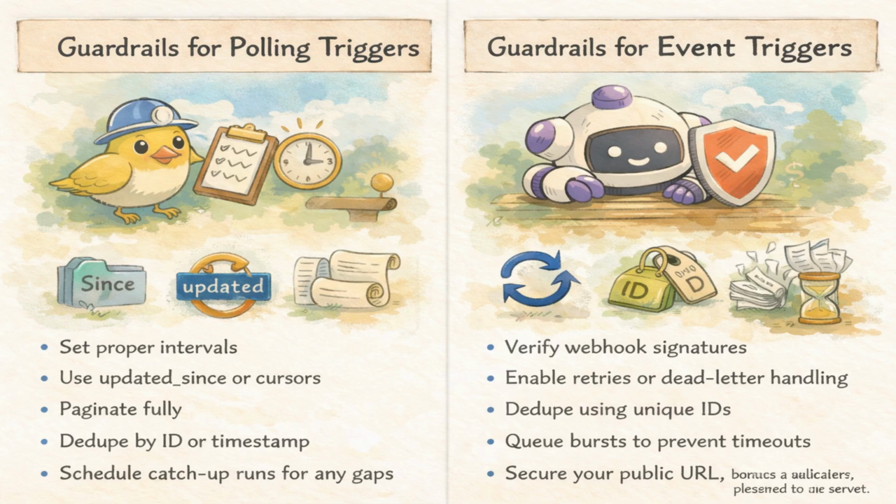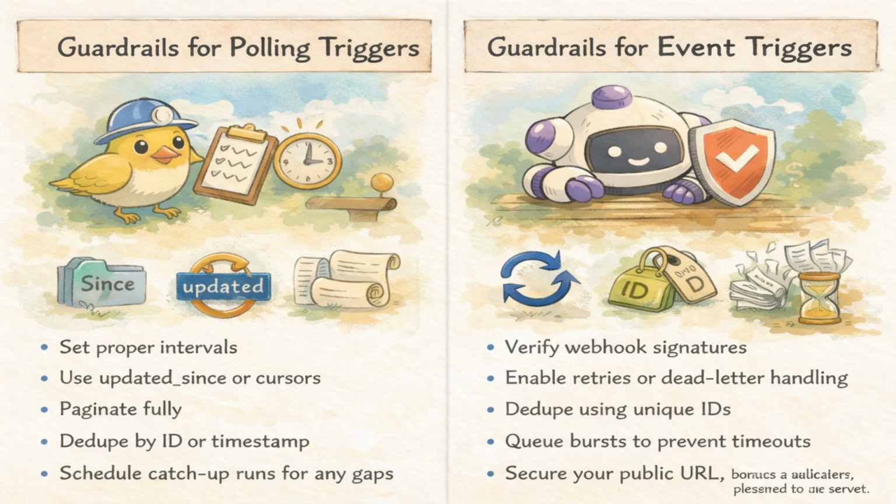Now, if you are using event triggers, there are a few guardrails worth keeping in place. First, verify webhook signatures. That helps you confirm the request really came from the source system. Second, enable retries or some kind of dead letter handling. Because if an event fails once, you do not want it to disappear quietly. Also, deduplicate using a unique ID. Some systems can send the same event more than once. If you do not check for duplicates, you may create repeated records or trigger the same action twice.